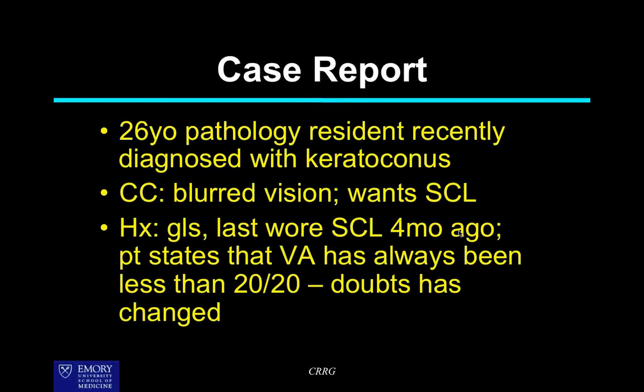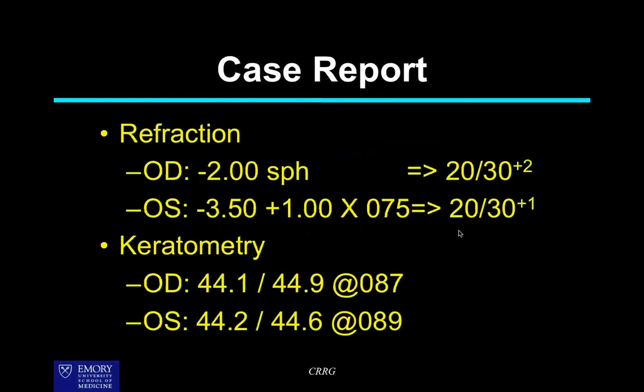He last wore soft lenses approximately 4 months ago. He states that his visual acuity has always been less than 20/20, and he really doubts that it's changed very much. Now, he's a pathology resident, which means he's going to be wearing a face shield during most of his working day when he's in the lab doing pathology specimens. Refraction was minus 2 sphere on the right, minus 3.50 plus 1 on the left, but we couldn't correct him beyond 20/30 with a straight refraction.